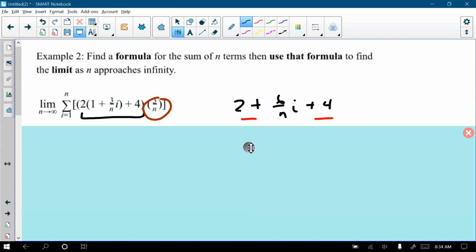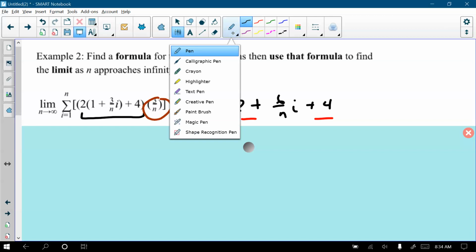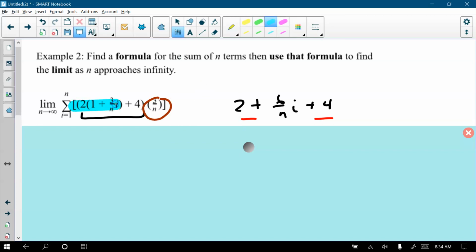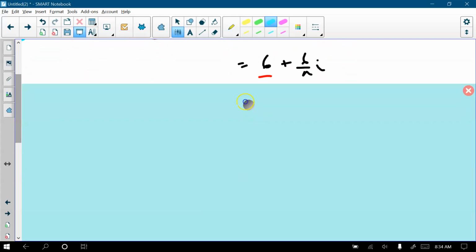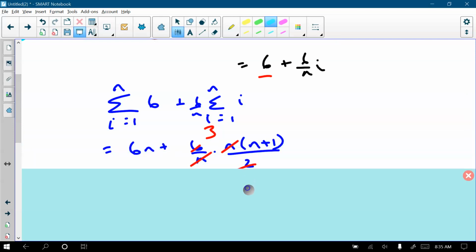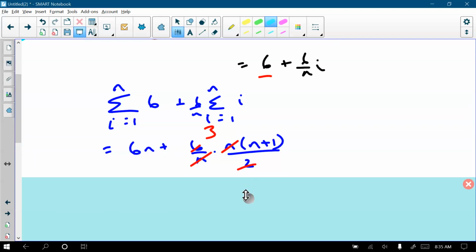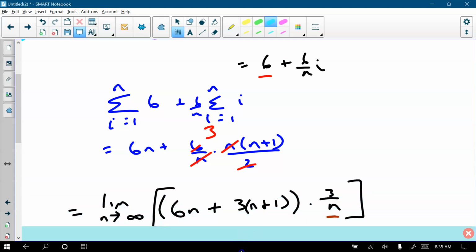So I simplified the black part first, the 2 times this 1 plus 3 over n i. I simplified that part over here. Once I simplified that, I got 6 plus 6 over n i. And then I wasn't done there because I had to apply the summation formulas to those. When I applied the summation formulas, I ended up getting 6 as one summation for 6n. The 6 over n went out in front of the summation, and then the summation of i was n plus 1 over 2, and I reduced that to get this part.